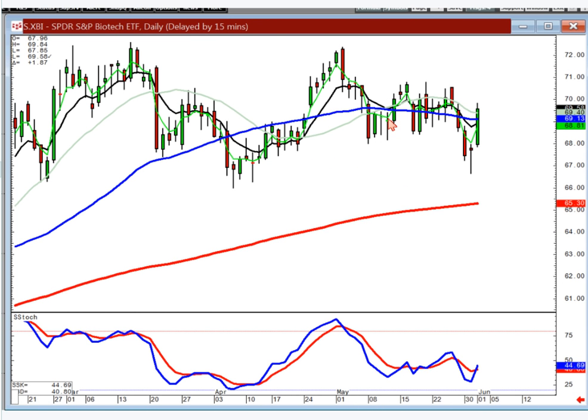There's another Morningstar signal on the spiders or for the biotechs. Same thing. You can buy this one on positive trading.